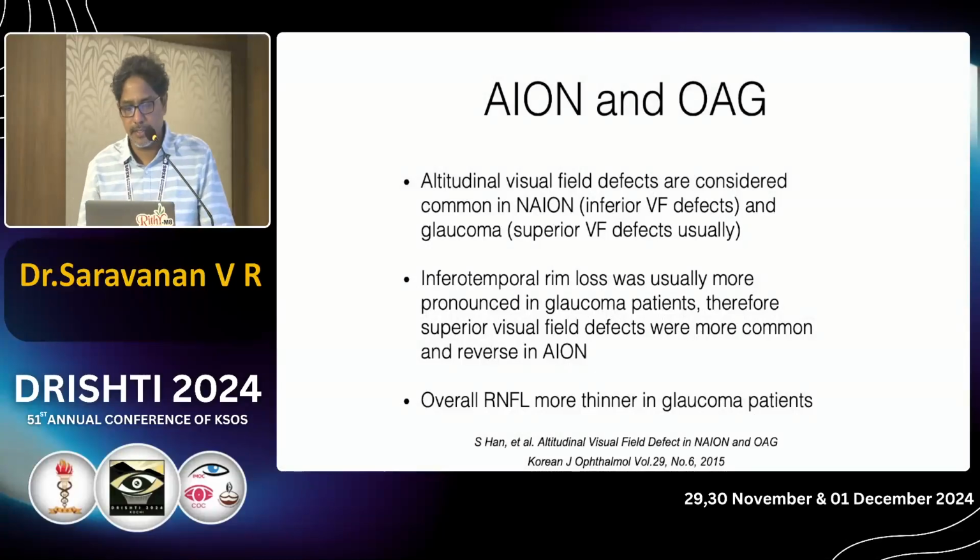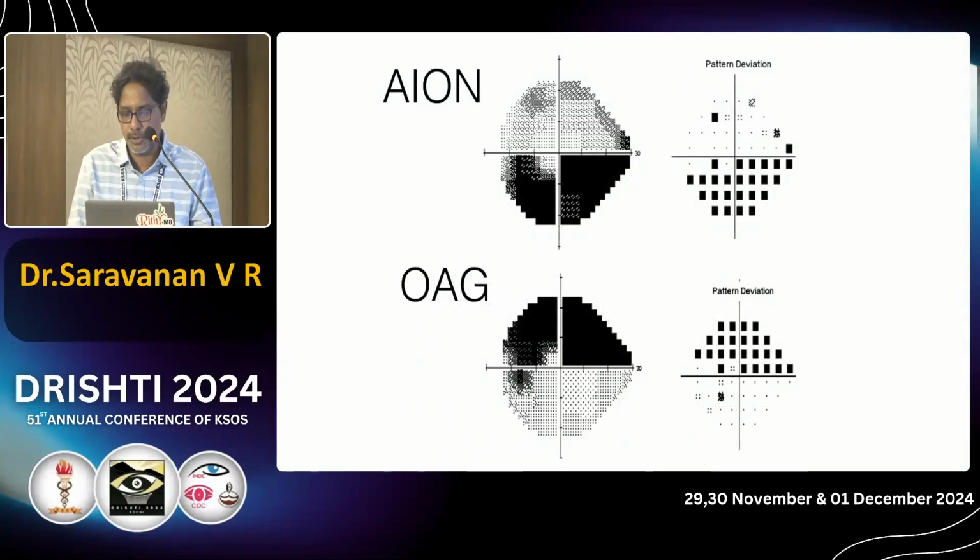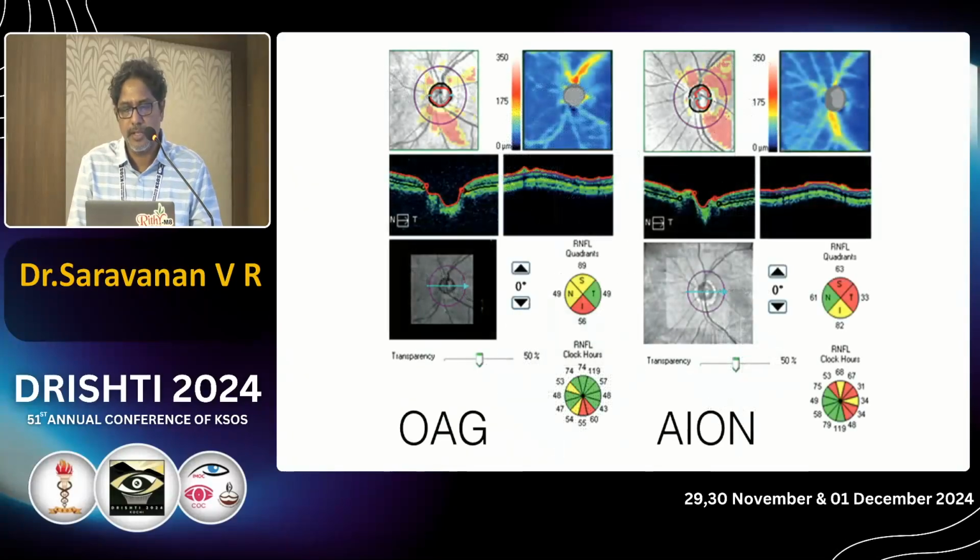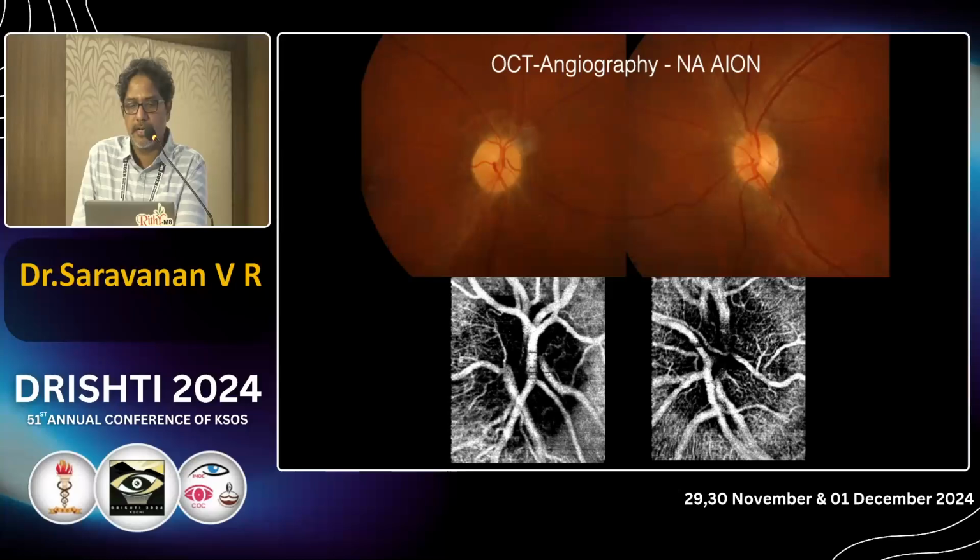So one other differential which you commonly confuse is optic neuritis, and you can see that the field defects are not usually opposite to each other. And the thinning which you notice in optic neuritis is also a little bit different from what you see in open angle glaucoma, and what you see in NAION is totally different here.